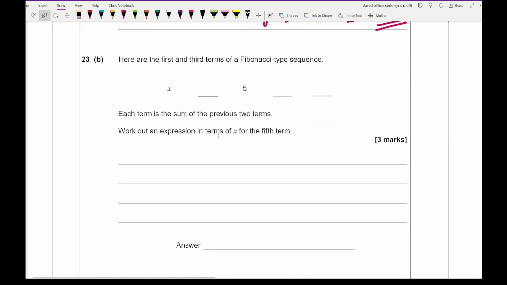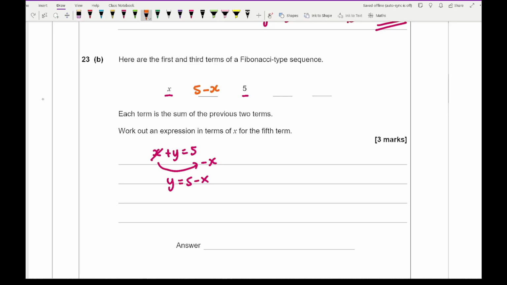The next question, 23b, it says here are the first and third terms of a Fibonacci type sequence. Each term is the sum of the previous 2 terms. Write an expression in terms of x for the 5th term. So for this, if I want to work out this term here, I need to add x plus this equals this. If I call it y, I've got x plus y equals 5. Now I want to find out what y is, so I get rid of the x by taking away x, and I'm left with y equals 5 minus x. So then I can rub this out and write 5 minus x.